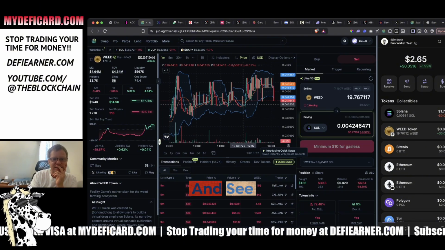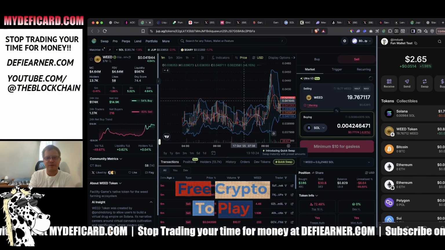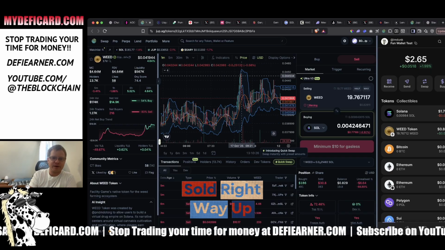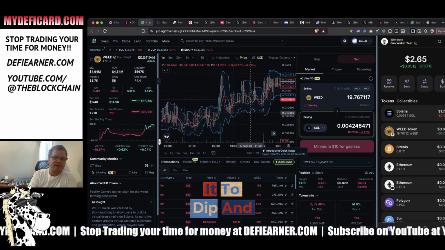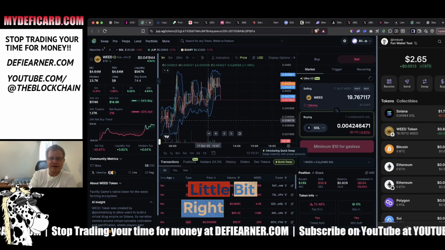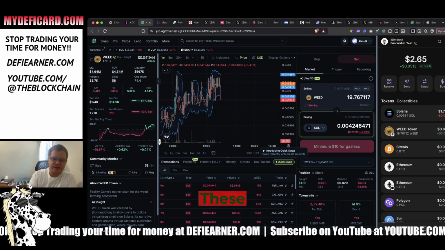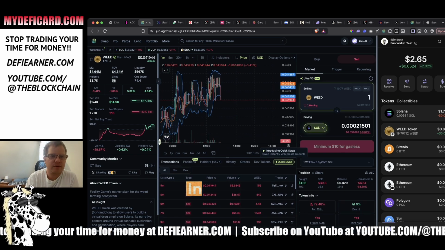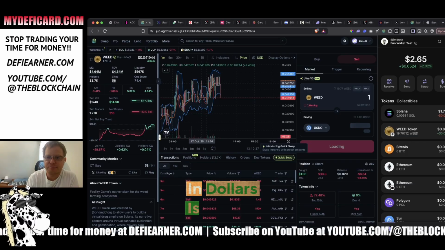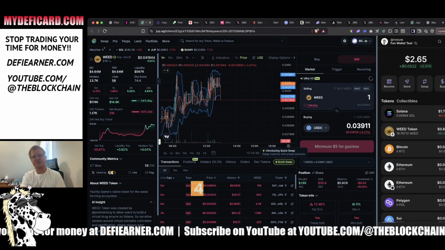You can zoom out and see. This is basically giving you some free crypto to play with. Look, you could have sold right way up here and then waited for it to dip and bought back in. It's actually pumping a little bit right now. So right now, the price of one of these in dollars is almost just about four cents.